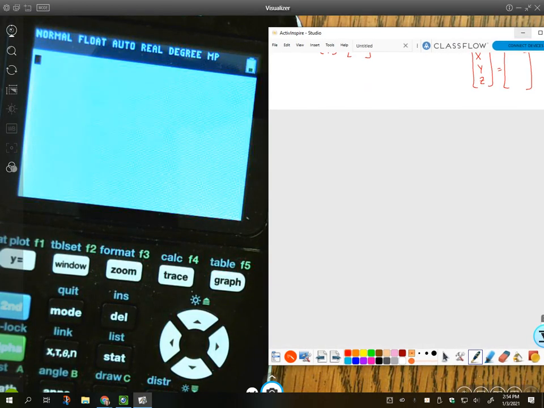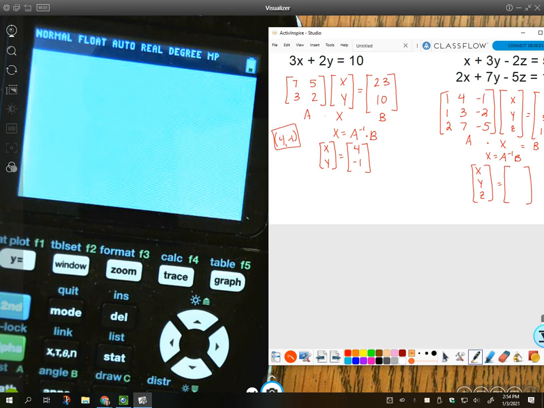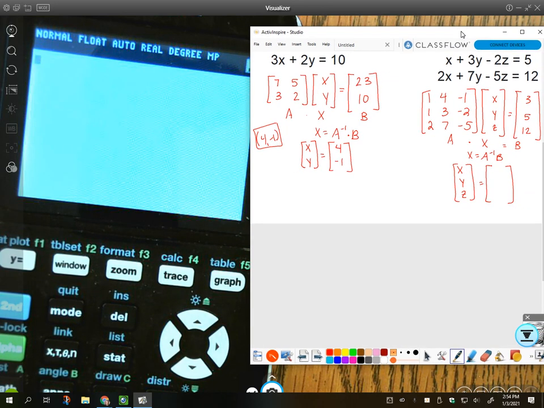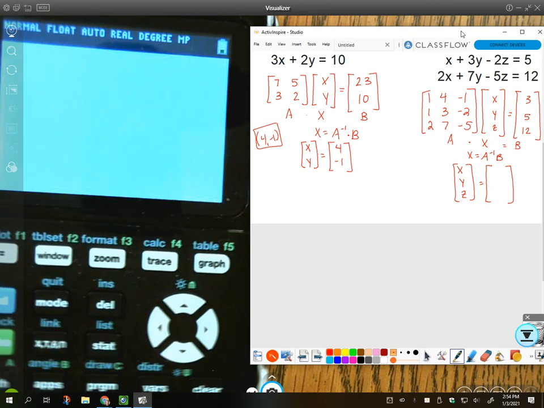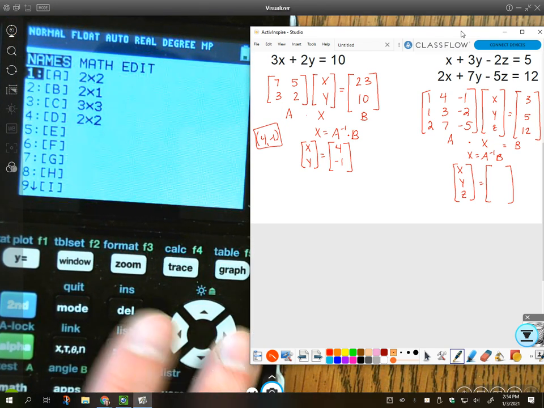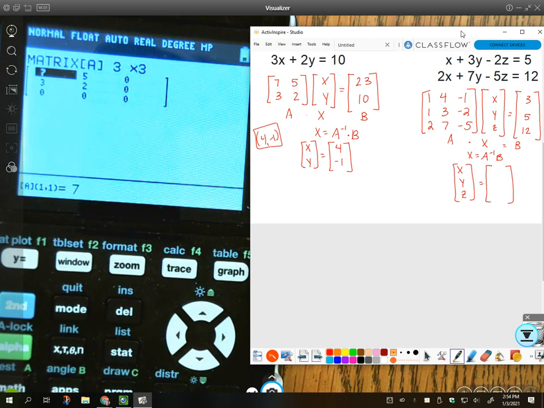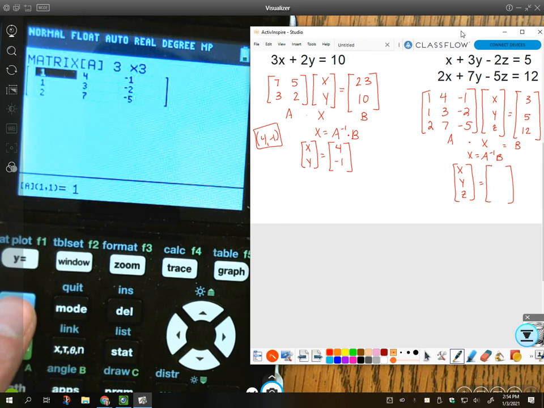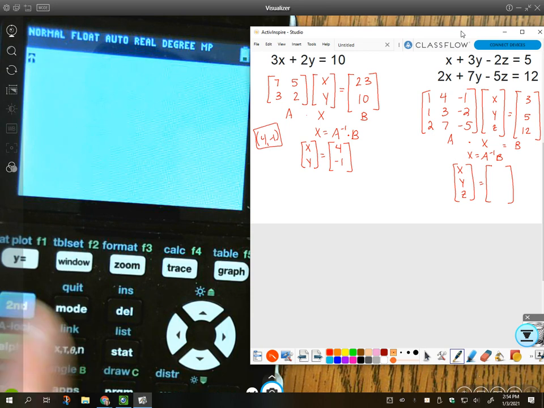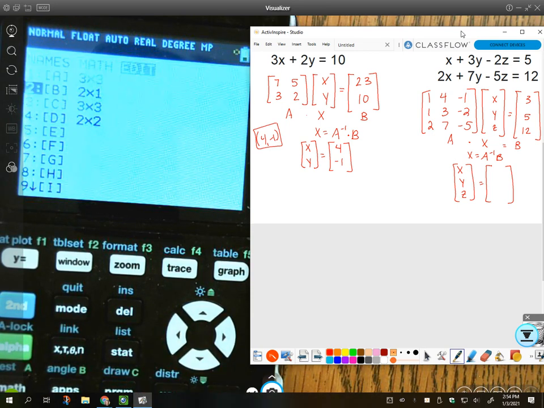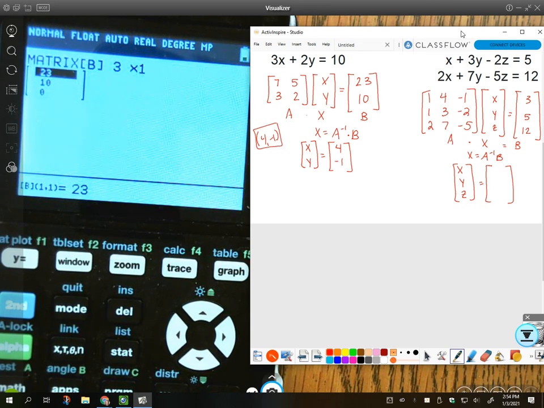All right, so let's see. Matrix A is a 3 by 3 with the numbers 1, 4, negative 1, 1, 3, negative 2, 2, 7, negative 5. Double check: 1, 4, negative 1, 1, 3, negative 2, 2, 7, negative 5. All right. Then we have matrix B, which is a 3 by 1. And those numbers are 3, 5, and 12.